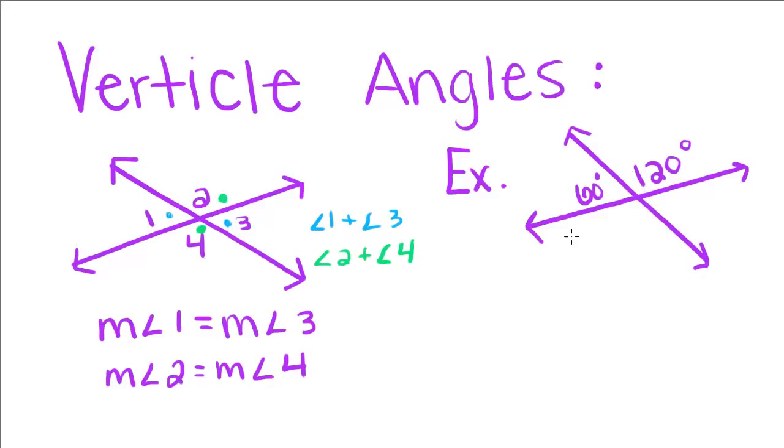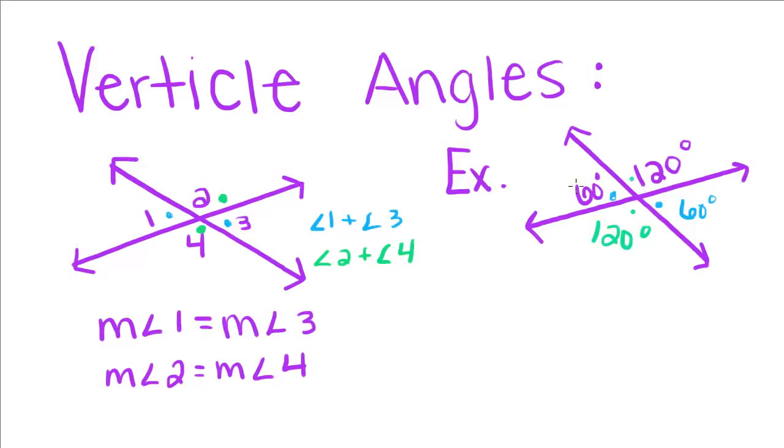of 4. So over here, we have two angles. We know that this is 60 degrees and this is 120 degrees. So since this angle is across from this angle, that means this angle is also 60 degrees. Same thing for 120. So this angle and this angle are going to be equal. So that means this angle is also going to be equal to 120.